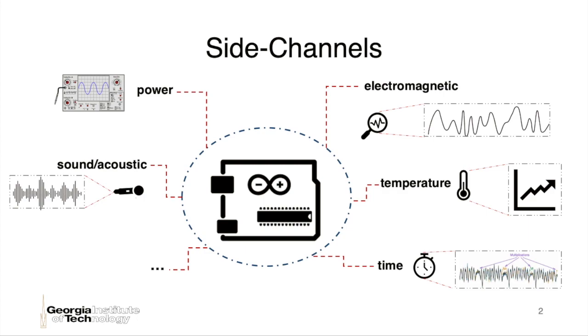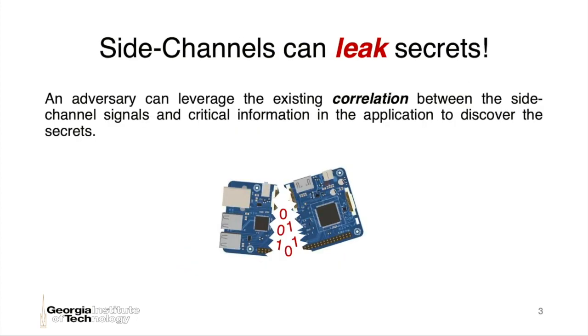So first of all, let me give you a little background about side channels. Side channels are unintentional byproducts of the computation. There are many different types of side channels, including analog-based side channels and digital-based side channels. And it is very well known that side channels can leak sensitive information about the system, mainly because there exists a correlation between these signals and the critical information being used in the system.